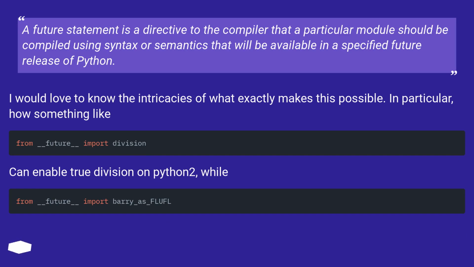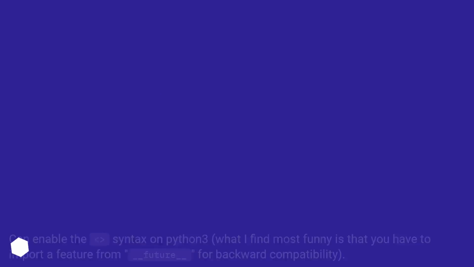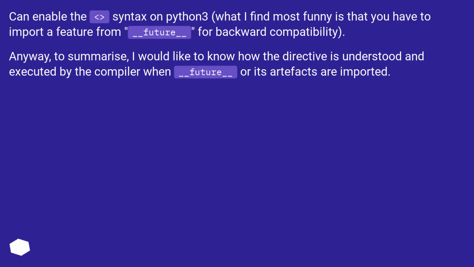In particular, how something like this can enable true division on Python 2, while this can enable the syntax on Python 3. What I find most funny is that you have to import a feature from __future__ for backward compatibility. Anyway, to summarize, I would like to know how the directive is understood and executed by the compiler when __future__ or its artifacts are imported.